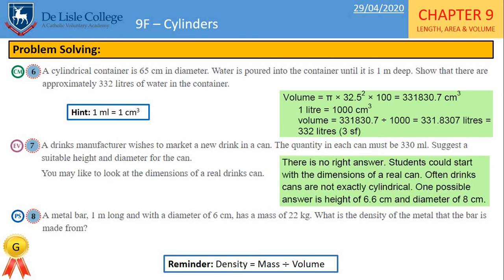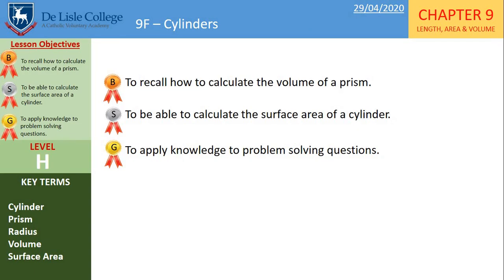Question 7, there are many answers. All you really need is to come up with 2 values that when you calculate them, you're going to get 330 centimetres cubed. So one example of an answer is going to be 6.6 centimetres high and a diameter of 8 centimetres. But there are many other answers you could have. In question 8, you're going to end up with 7.78 grams per centimetre cubed.